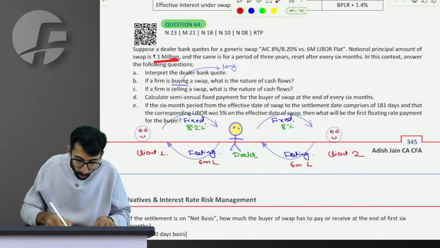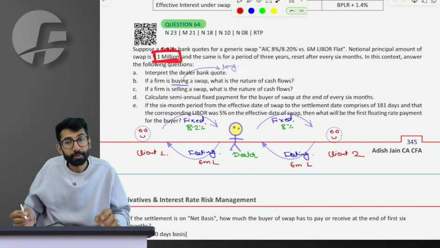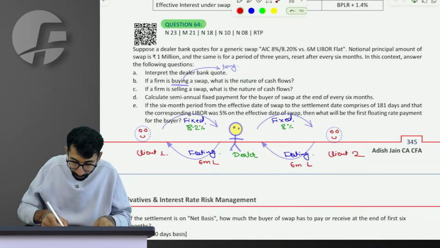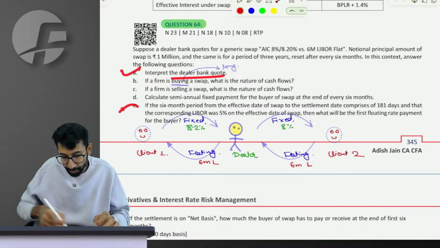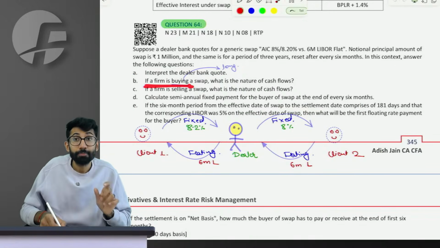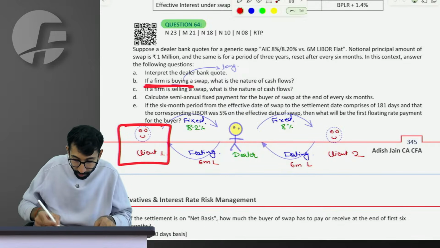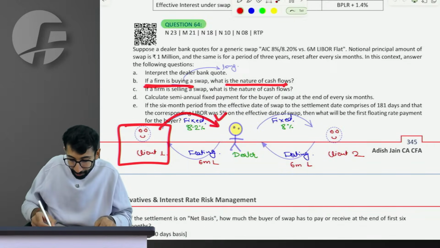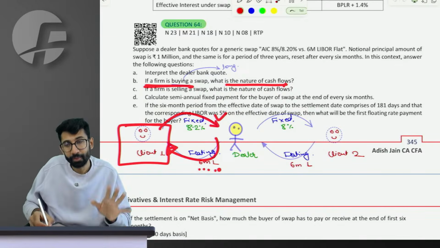Fine. Contract is on a notional principal of 1 million. Sir, interpret the dealer's bank quote. We just interpreted it. Then, if the firm is buying a swap, position is long, this situation client 1, what is the nature of cash flow? Nature is he will pay 8.2 fixed, he will receive 6-month LIBOR flat.